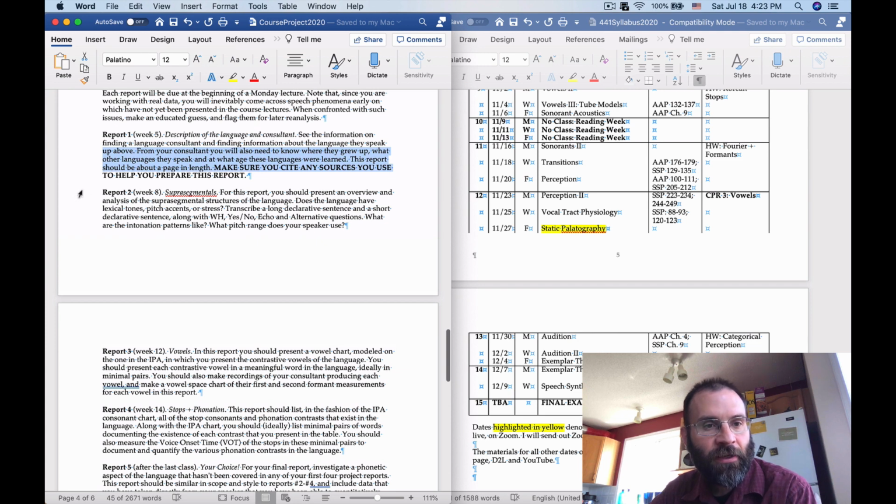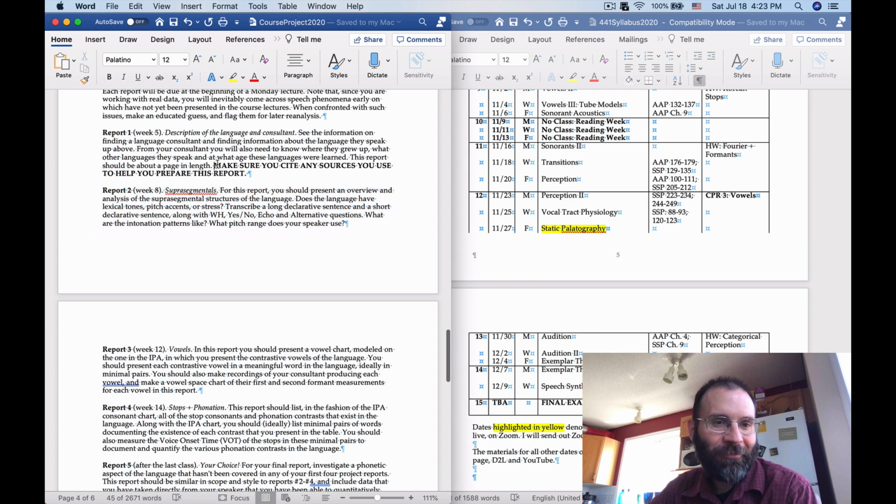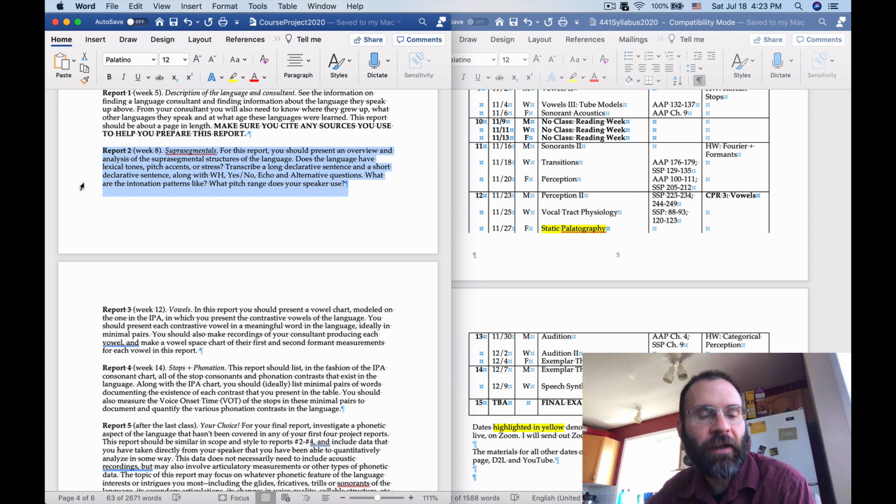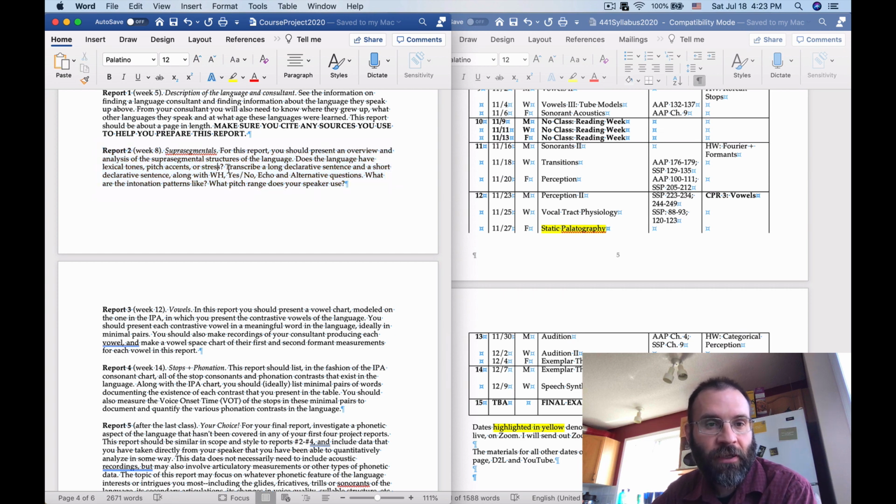Report 2 is due in week 8. Other than this, by the way, make sure you cite any sources used to prepare that report, as I mentioned before. Don't forget that, please. Report number 2: for this report, you should present an overview and analysis of the suprasegmental structures of the language. Does the language have lexical tones, pitch accents, or stress? We'll talk about those when we go through prosody.